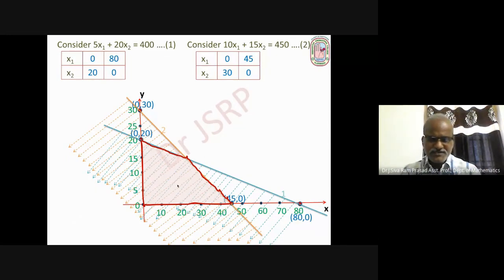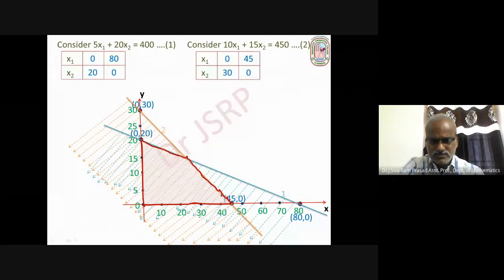An extreme point means it does not lie on a line segment joining any other 2 points. In other words, it is an intersection of 2 boundaries. So observe, this is one boundary and this is one boundary. The intersection of these two is this, so this is one extreme point. This is also an intersection of 2 boundaries.